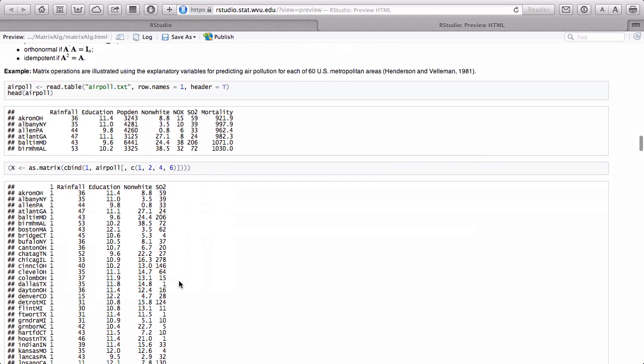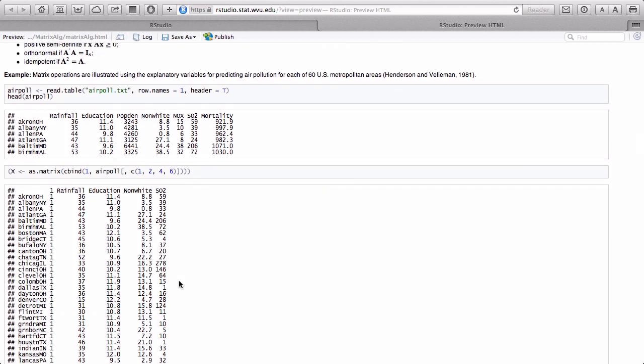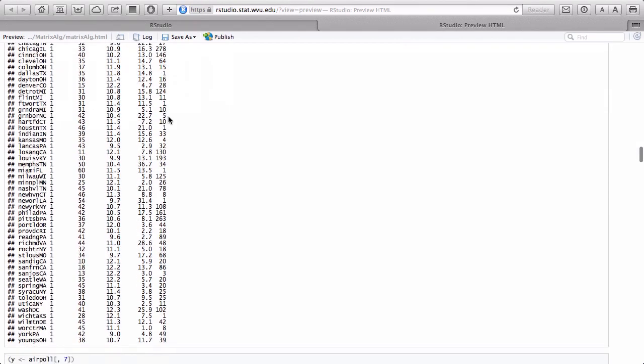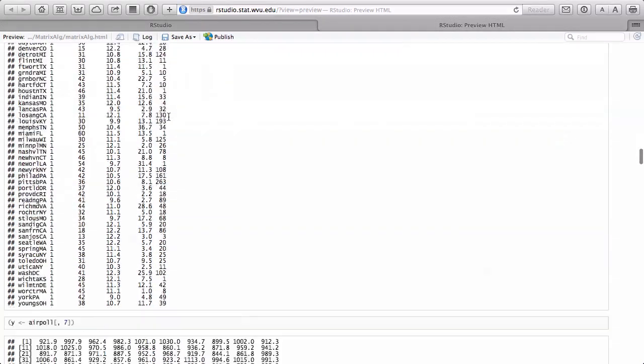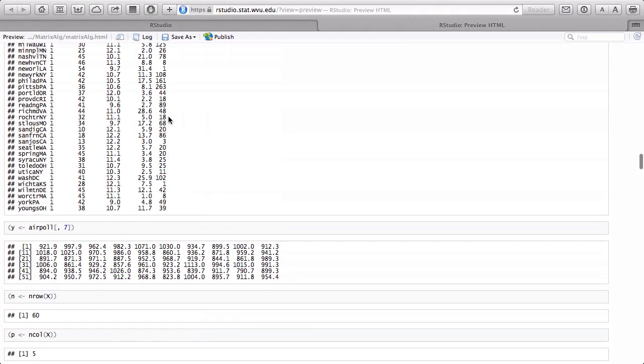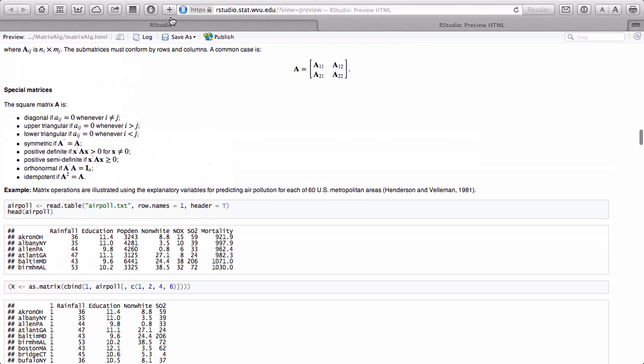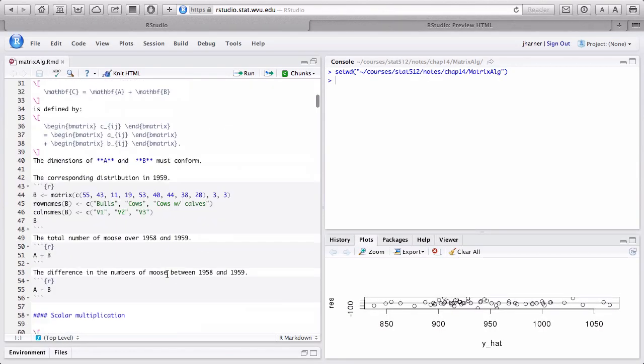What I wanted to do today was to look at an example, this air pole data, and sort of go through how you might do it from the analysis of variance point of view. So let me take a look at that.